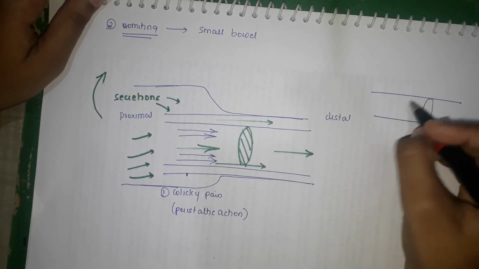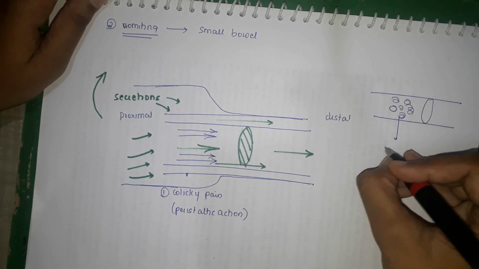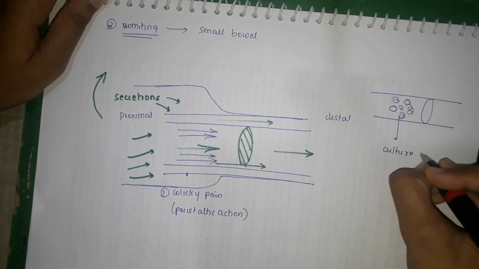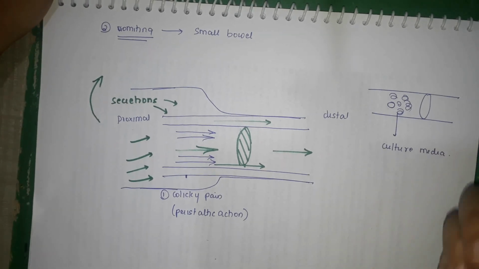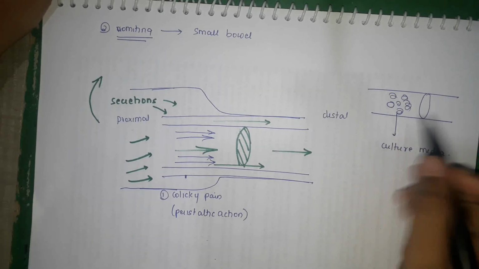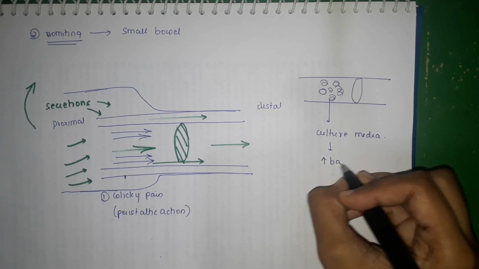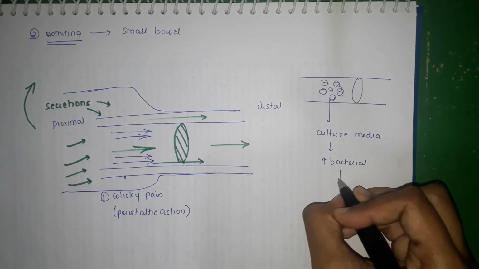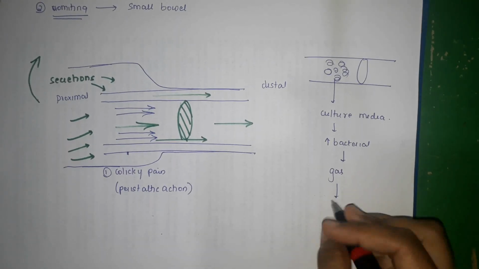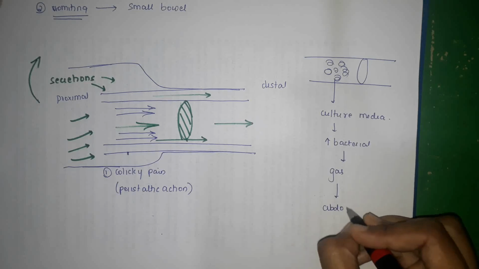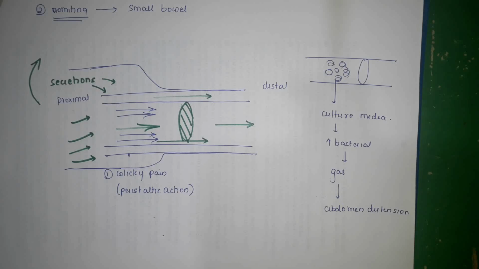Okay, so whenever there's obstruction here, all the secretions and food particles are getting stuck, and this will be a very good culture media. As you all know, there are many commensal bacteria present in the intestine, and they will grow on these secretions and food particles, and that will increase the growth of bacteria. There will be a bacterial overgrowth, and that will give rise to increased production of gas, and that will lead to abdominal distension, bloating, burping.